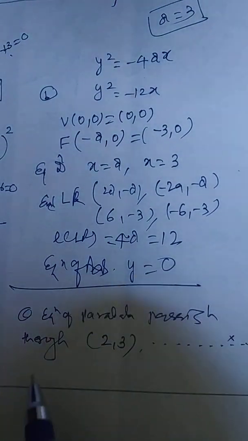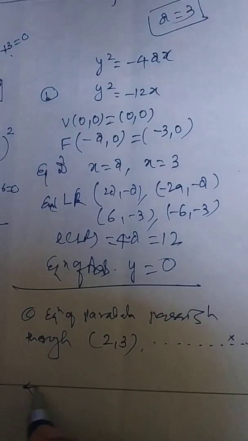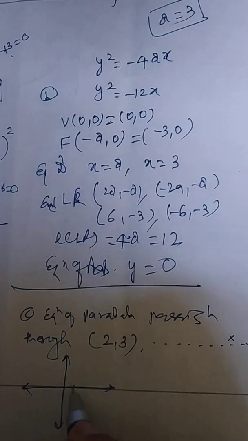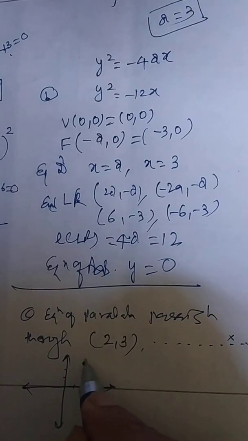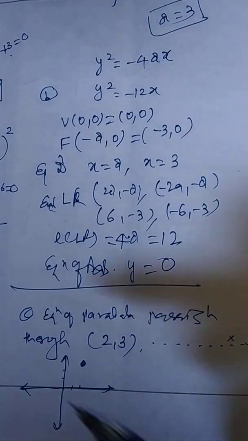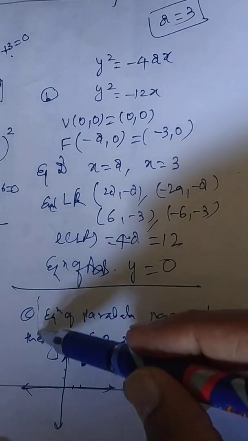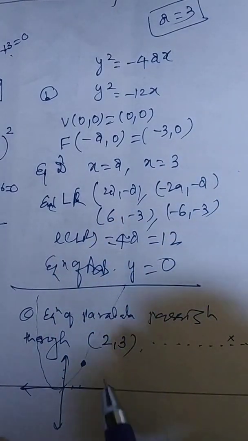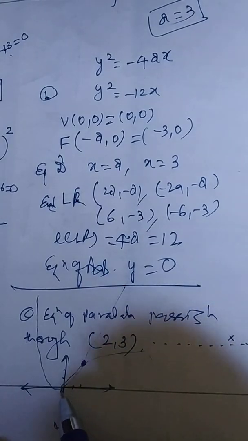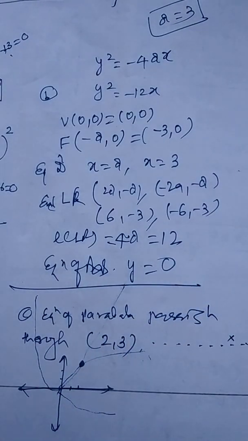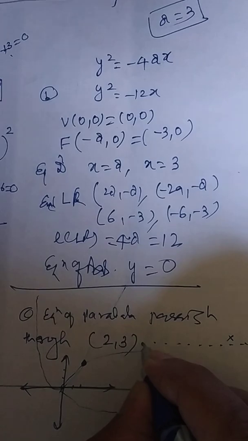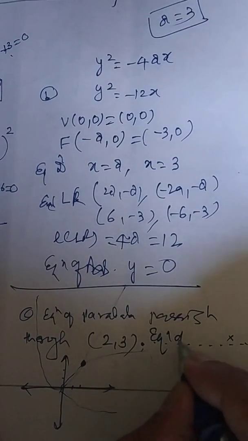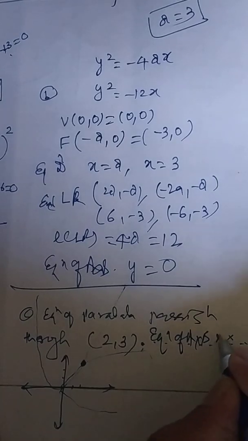Equation of the parabola passing through 2, 3. Now try to understand this question properly. 2, 3 will be somewhere over here. One student can say this will be this type of parabola. Another student may think this is this type of parabola. There are two possibilities. So if the question is given only till here, then it is incomplete. So I should say the equation of axis of the parabola is nothing but x-axis.